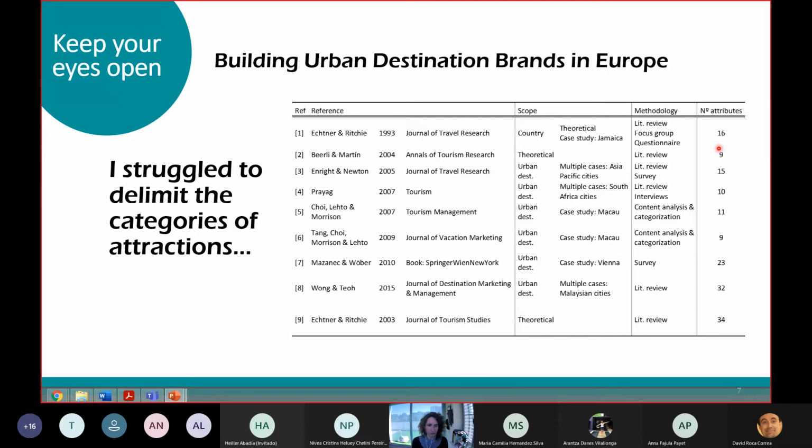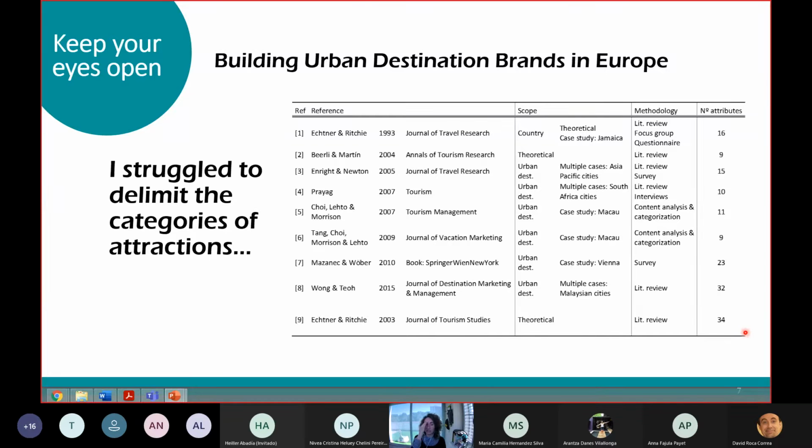In the first, the oldest one, by Ehrner and Ricci, they highlighted 16 different attractions. In another one, I found 9 different attractions. Then 15, then 10, then 11, then 23, then 32. So each paper was providing a different list. Each paper was talking about a different story. Some of them met, for example, accommodation was quite common among them, but some others were unique to specific studies. So how could I address my research if each paper that I explored was talking about a different story? That was a real problem.